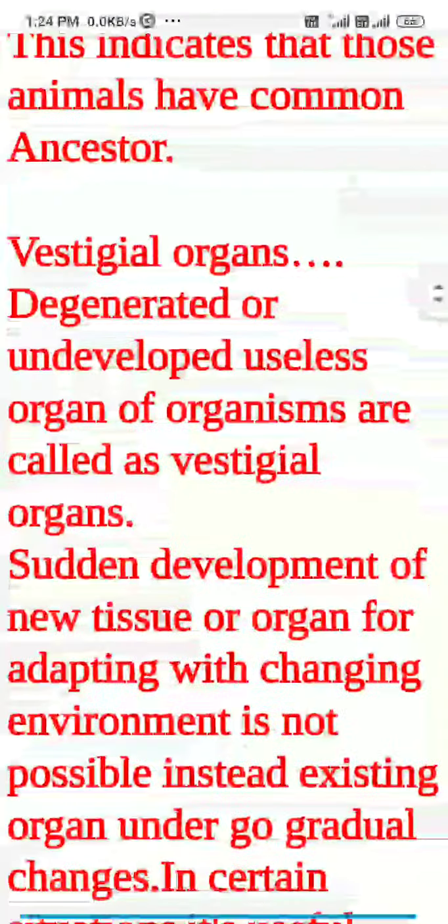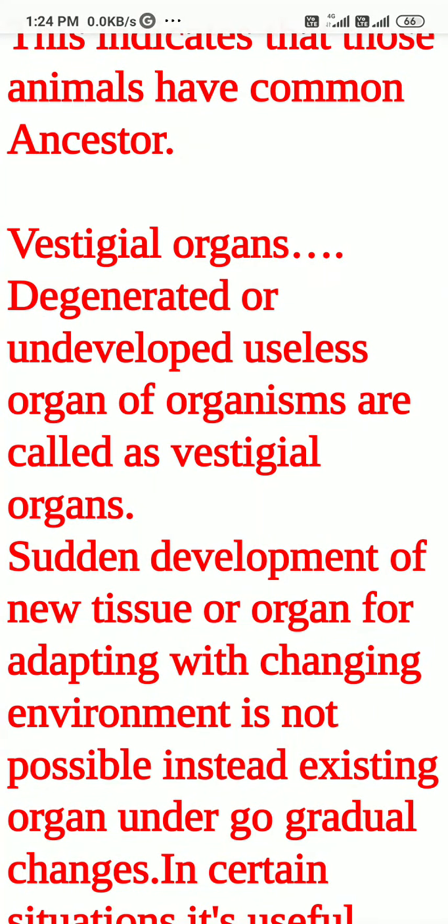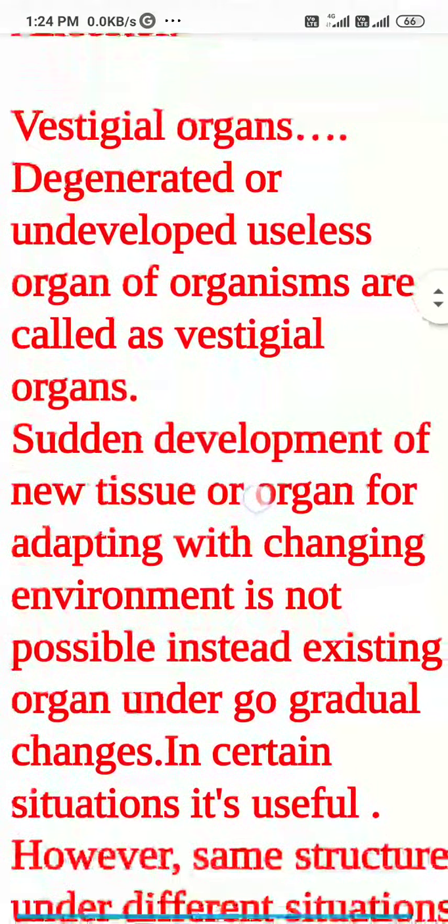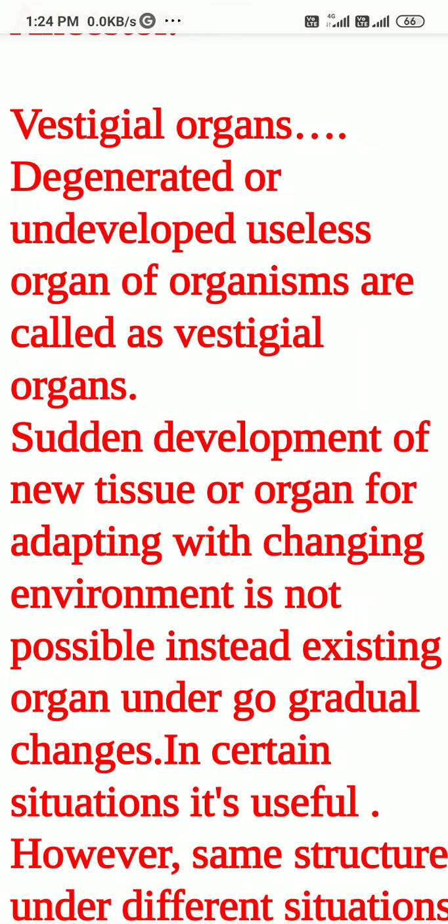Next evidence for evolution we are going to learn is vestigial organs. What are vestigial organs? Degenerated or undeveloped useless organs of an organism are called vestigial organs. Degenerated or undeveloped, useless, not in use, organs of an organism are called vestigial organs.